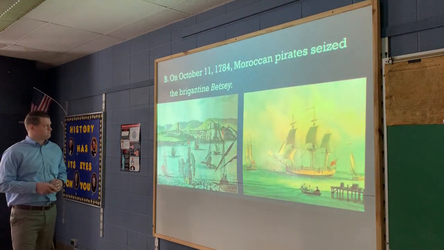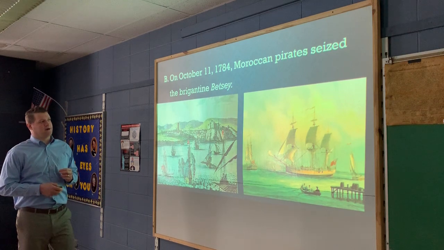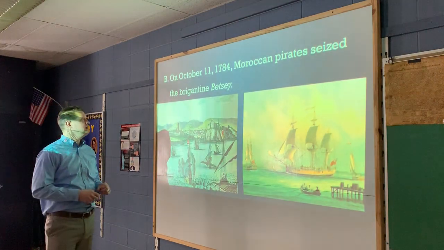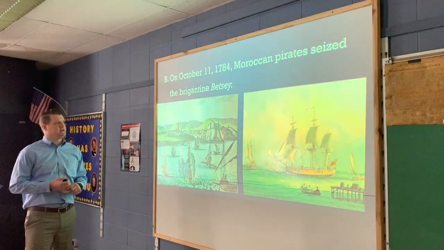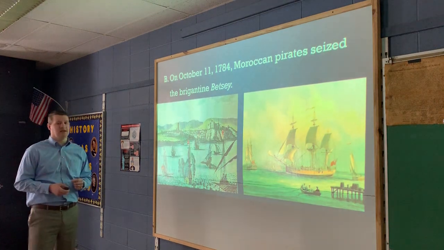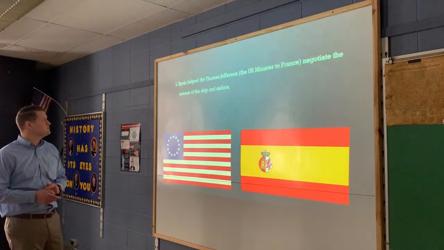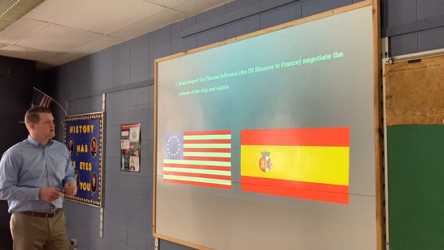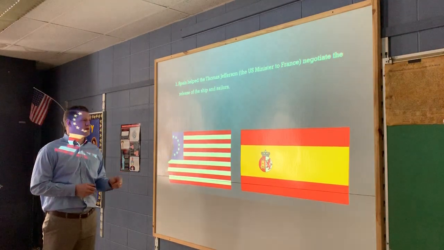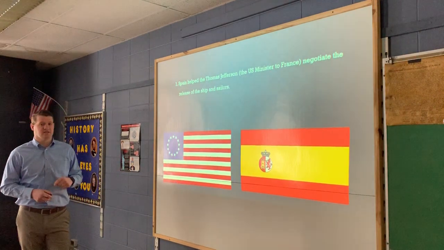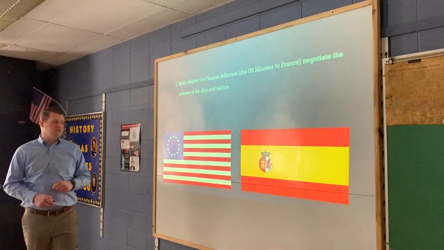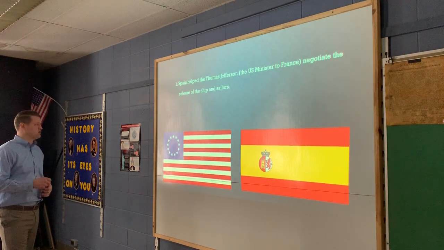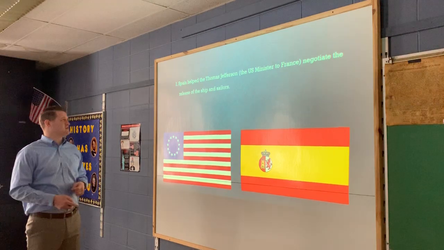Okay, letter B. On October 11th, 1784, Moroccan pirates seized the Brigantine Betsy. So this is an American vessel. Here's a picture of it here. Spain helped Thomas Jefferson, who at the time was just the U.S. Minister to France. He was not the president yet. But Spain helped Thomas Jefferson negotiate the release of the ship and the sailors. So this is a picture of the flag of Spain at the time, and this is the American flag at the time.